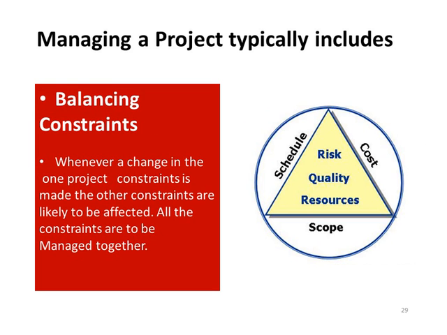Balancing constraints. But what are constraints? PMBOK previously termed it as triple constraint, cost, schedule, and scope, but in fourth edition, it has included some more constraints. They are risk, quality, and resources. So, balancing constraints means that whenever a change in any one project constraint is made, the other constraints are likely to be affected. And balancing constraints means that all the constraints are managed together.